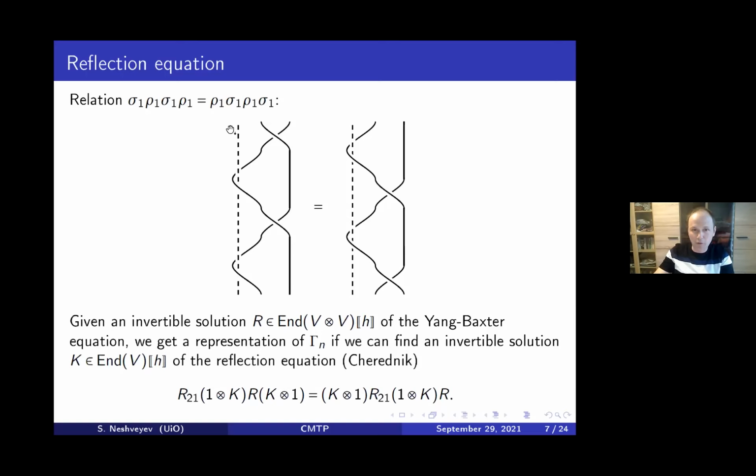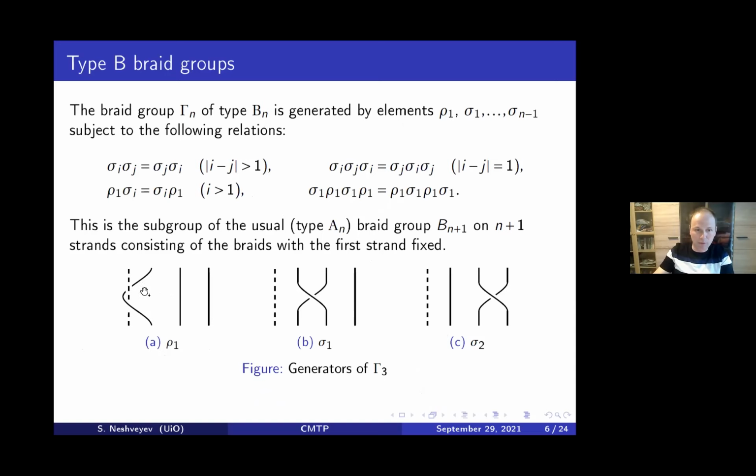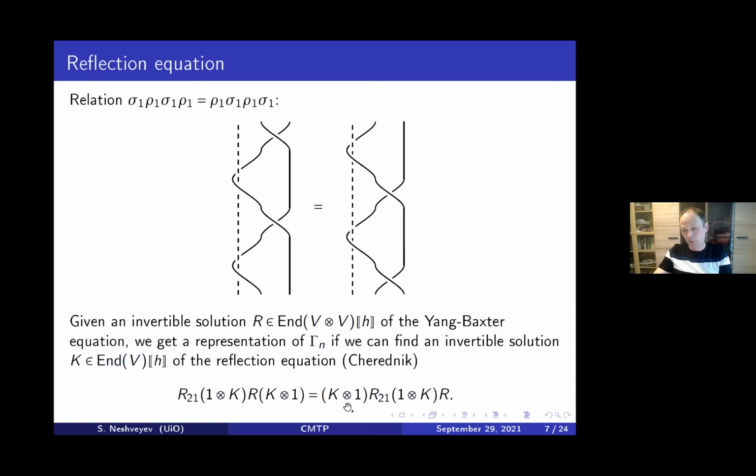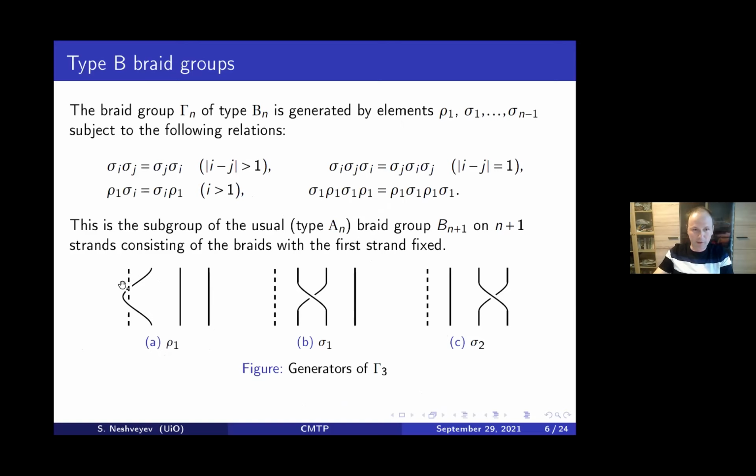So the first factor, the first strand, corresponds to complex numbers, just the trivial one-dimensional representation, and this k acts only on the first strand. So if you have a solution of this reflection equation, then you get a representation of this type B braid group. And the reflection equation appeared already in the 1980s in the work of Cherednik on quantum scattering methods on the half line. So this operator corresponding to this braid is an operator describing bouncing of a particle, say, off a wall.